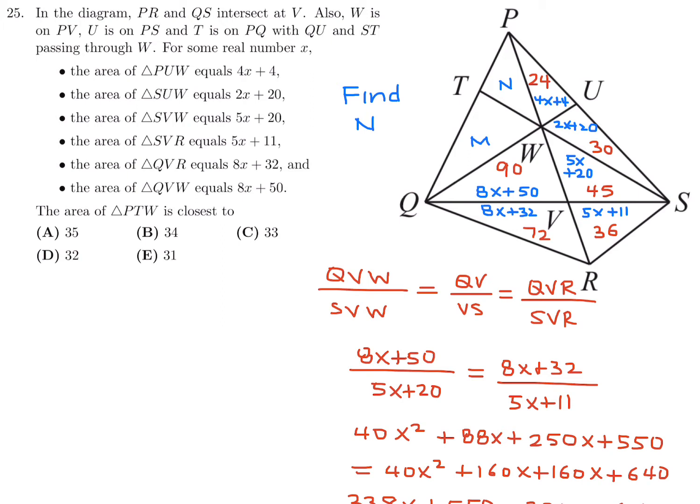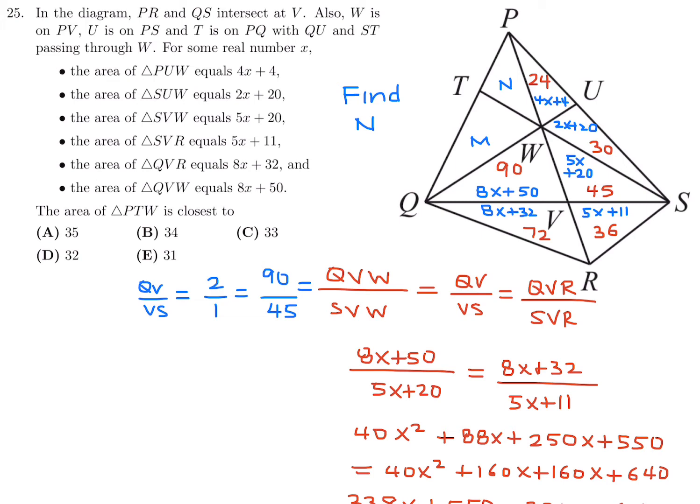Why not? QV over VS, we can easily get a number for it. It would be 90 over 45, right? We already have the equation. QVW, we just figured out, was 90. And SVW, we just figured out was 45. So QV over VS looks like 2 to 1. There we go. This is 2 and this is 1. So I'll just write that here, QV over VS. So that's a very important finding.